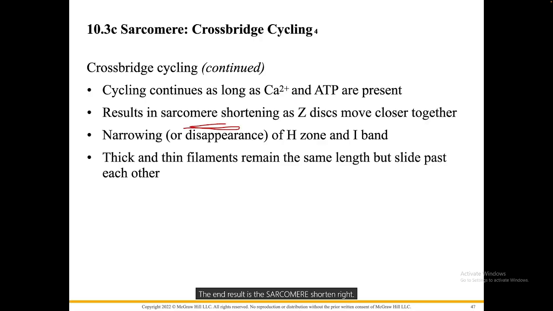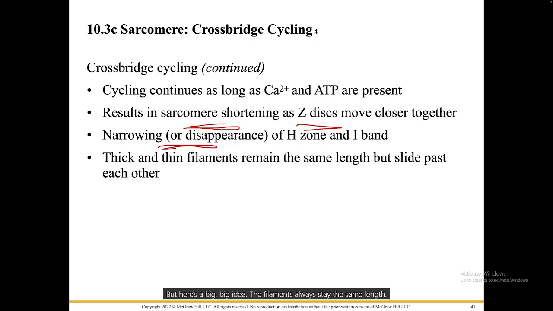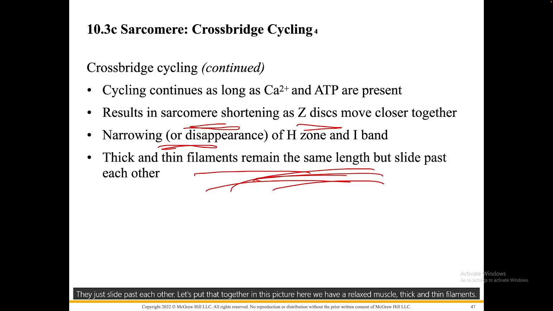The end result is the sarcomere shortened, right? Everything went toward the midline. Or we could say the Z-discs moved closer towards each other. And that middle stuff kind of disappeared. But here's a big idea. The filaments always stay the same length. They just slide past each other.